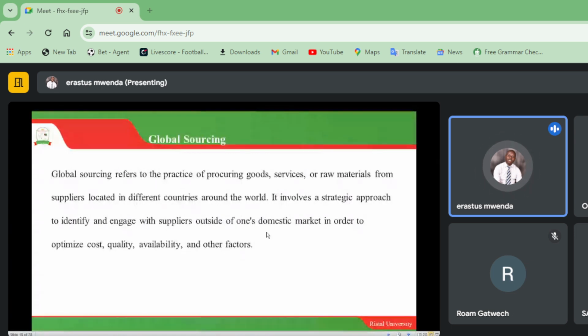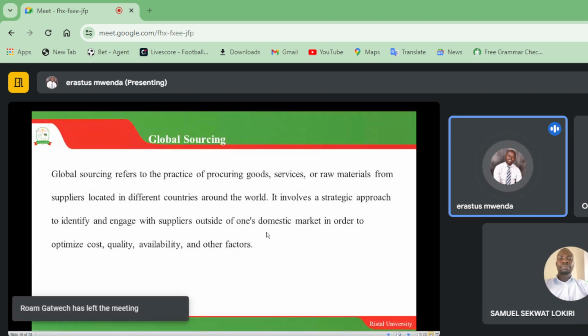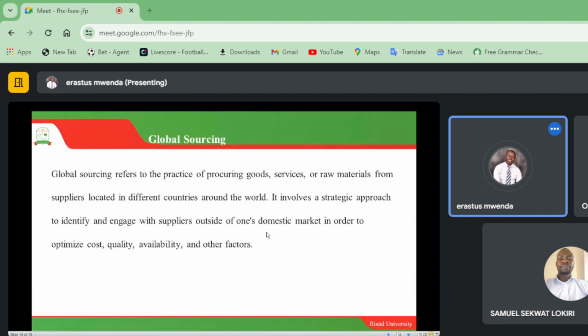Now we discuss a term that we call global sourcing, and we are saying it refers to the practice of procuring goods and raw materials from suppliers that are located in different countries around the world. So we are also saying that it's a strategic approach to be able to identify and engage suppliers outside one's domestic markets in order to optimize quality, availability, and other factors. So we have used the term strategic very commonly in our previous lecture. So global sourcing is just a high-level plan or approach where you engage suppliers from outside.